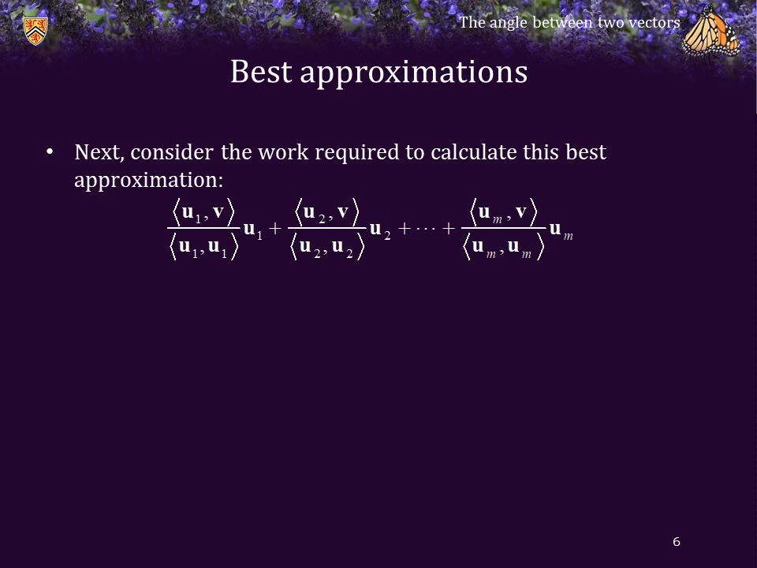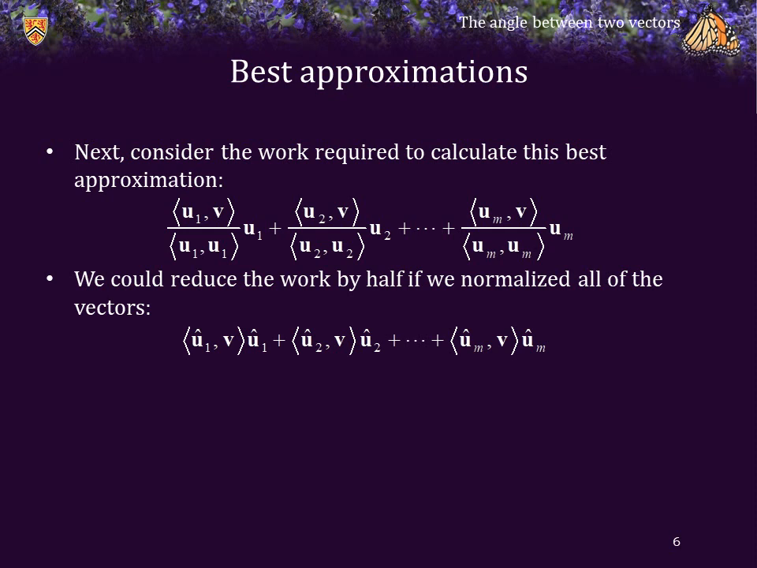If we already have u1 through um, would it not make more sense to normalize each of those vectors u1 through um so that the denominator becomes 1? Consequently, we would reduce the work that's required by half if we simply normalized the vectors u1 through um. Now the best approximation of v as a linear combination of these mutually orthogonal and normalized vectors is found by calculating this linear combination. Nice.